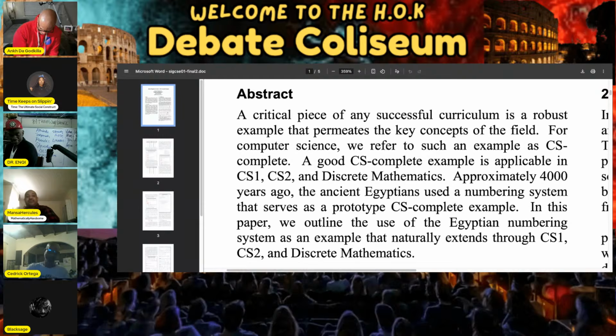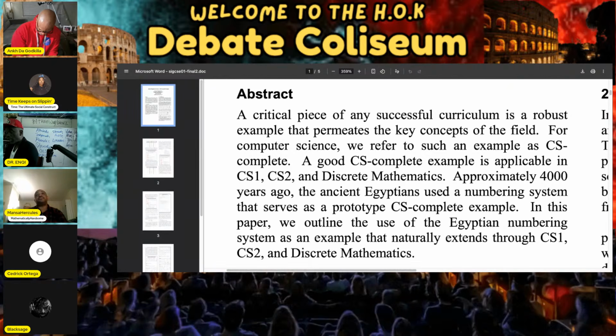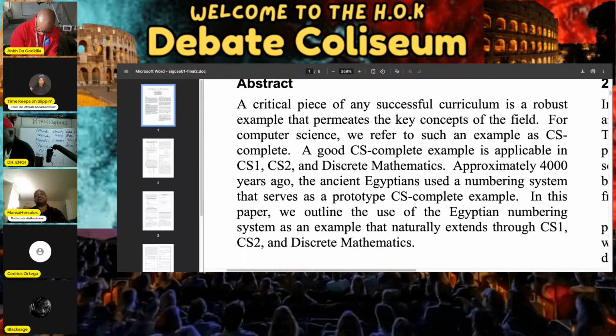All right, continue, Enqi, please. Okay, so it says approximately 4,000 years ago, the ancient Egyptians used a numbering system that serves as a prototype CS complete example. In this paper, we outline the use of the Egyptian numbering system as an example that naturally extends through CS1, CS2, and discrete mathematics.